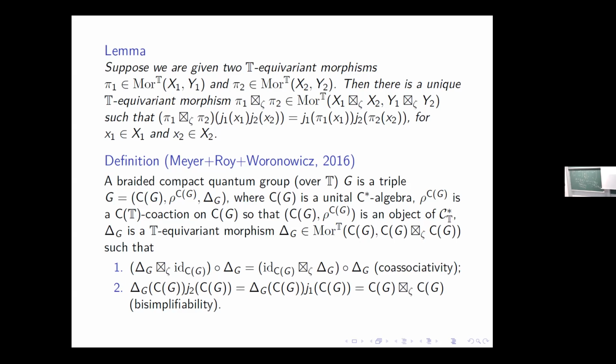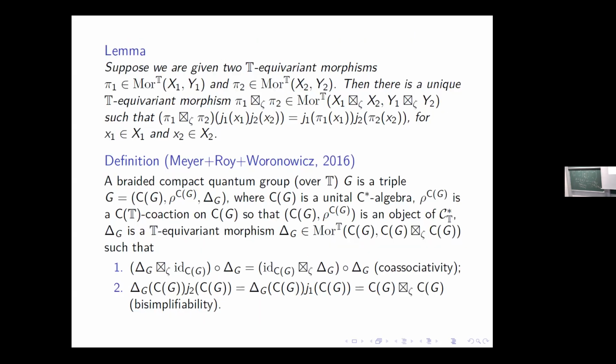So if you just formally replace the braided box-times-sub-zeta by the ordinary tensor product, you would recover the definition of a compact quantum group. And if the scalar zeta is identity or the T actions are trivial, you would indeed get a compact quantum group. So the first condition is exactly similar to the second condition in the case of ordinary compact quantum groups.